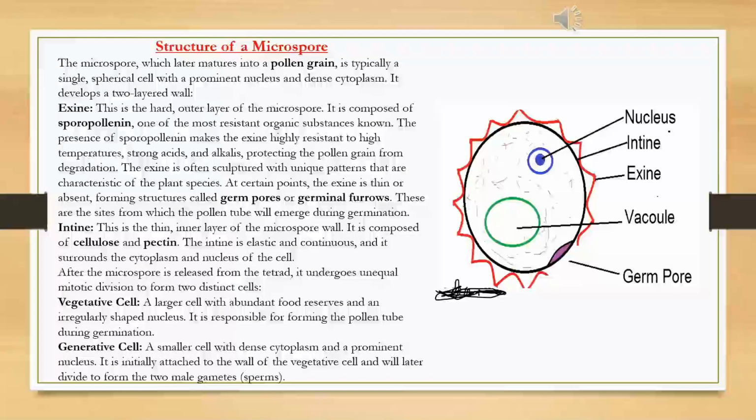The next one is the generative cell, a smaller cell with dense cytoplasm and a prominent nucleus. It is initially attached to the wall of the vegetative cell and will later divide to form the two male gametes or sperms.